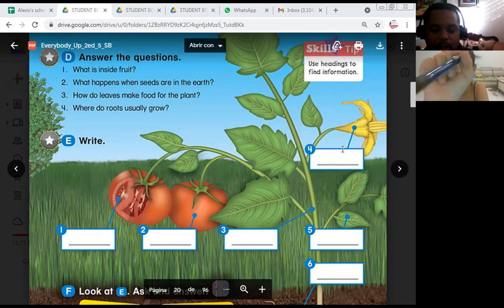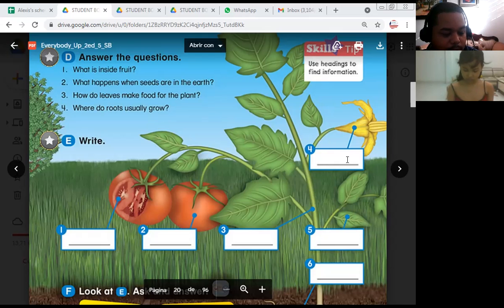That is correct. And what about number 6? Number 6 under here is root. Root. That is correct. Very good. So the next one, number 6. Can you say it again? You say that it is roots. Yes. Perfect. So we are going to continue now.